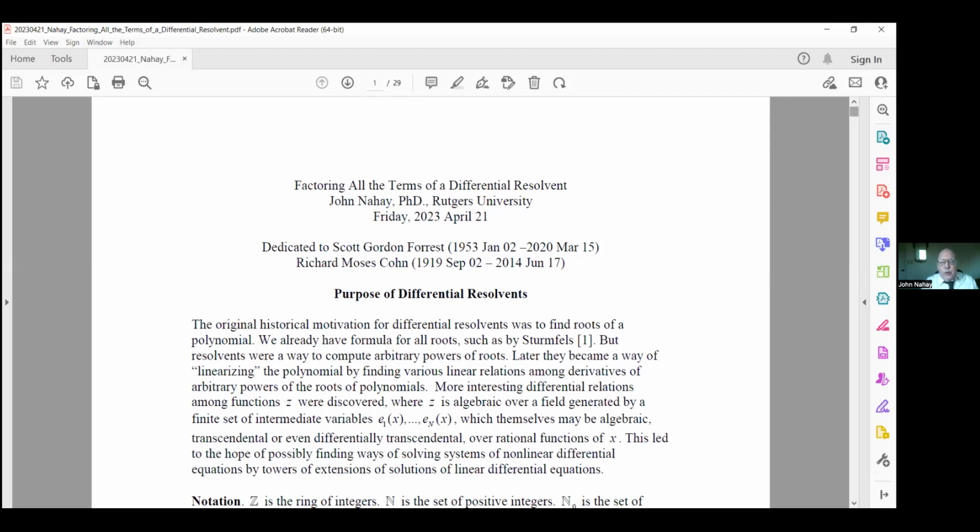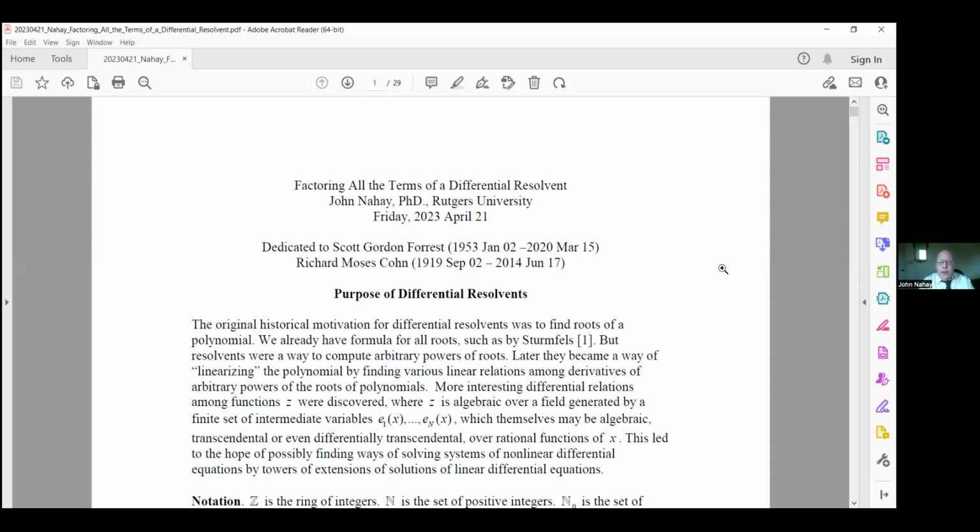So first, I'll just talk about the purpose of differential resolvents. The original historical motivation for differential resolvents was to find roots of a polynomial. We already have a formula for all roots, such as given by Sturmfels. But resolvents were a way to compute arbitrary powers of roots.